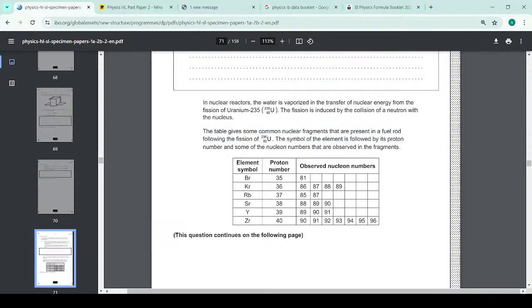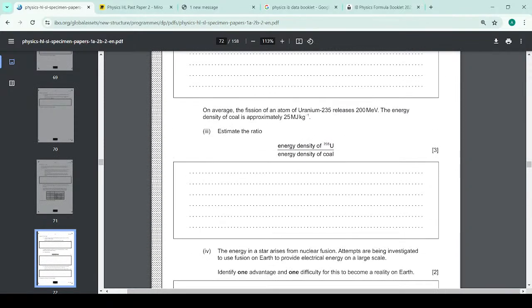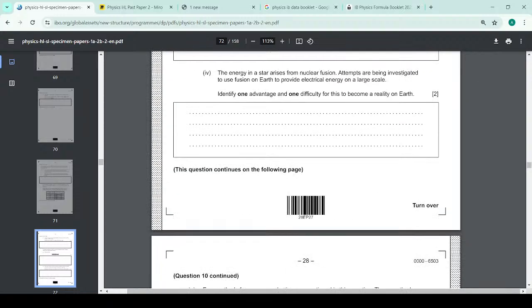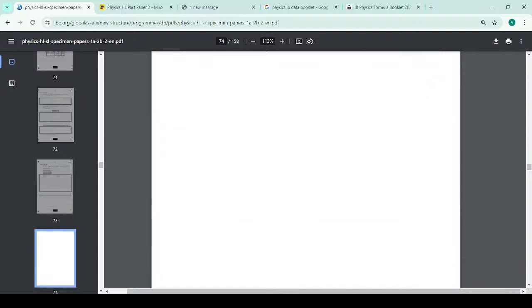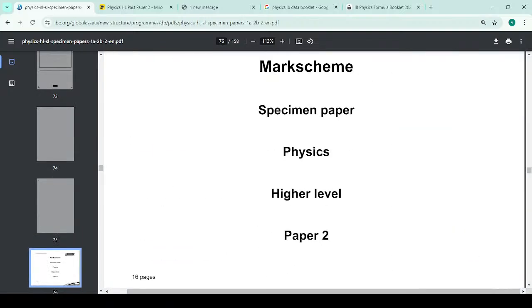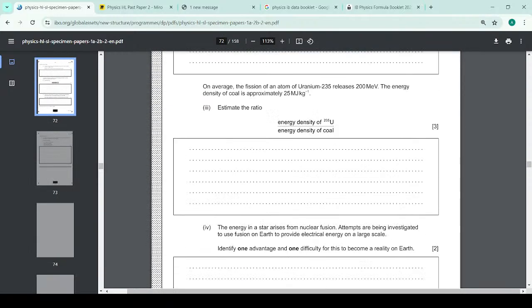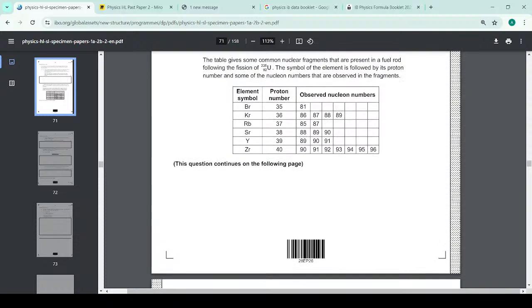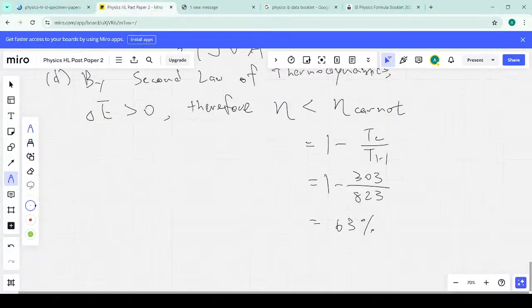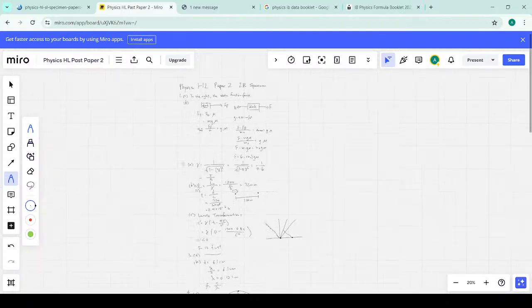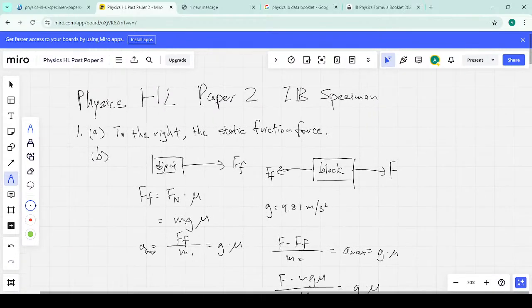Alright, and the rest of the problem talks about nuclear decay, which I will just skip. And that's it for this paper too. So that wasn't too bad. Pretty much speed ran in an hour. Overall, I think if you understand the concepts pretty well, the physics final shouldn't be too bad for you guys.